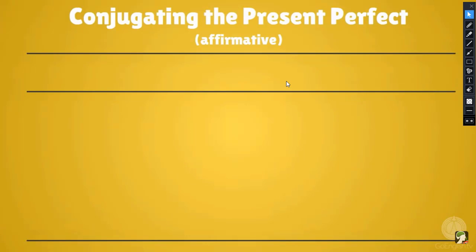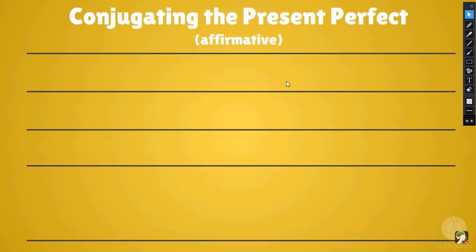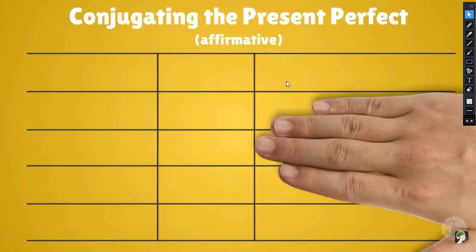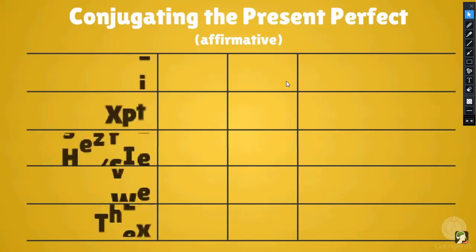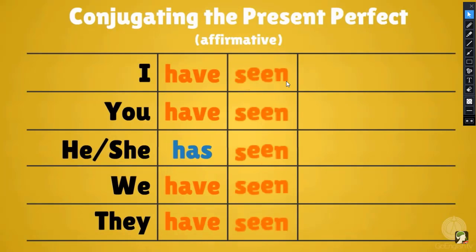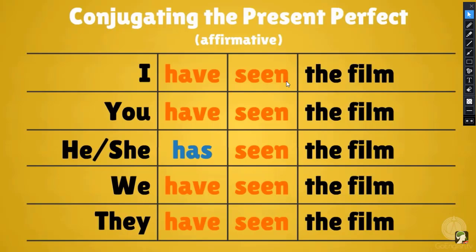I make you a timetable to identify to you the form of present perfect with all the pronouns. First subject: I, you, he, she, we, they. I have, you have, he, she, it has, we have, and they have. Then we put the verb in the past participle. Then we put the object, like I have seen the film, you have seen the film, he or she has seen the film, we have seen the film, and they have seen the film.